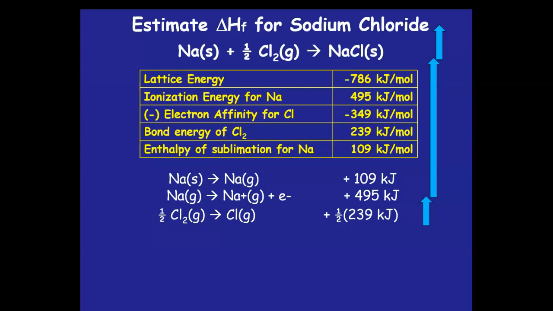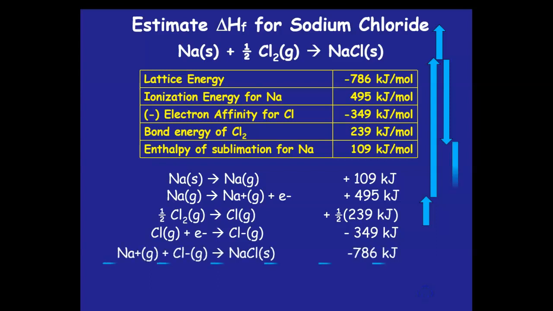All of these are endothermic processes, as you can see. Now, when the chlorine grabs an electron to become the chloride ion, we actually get back 349 kilojoules. And then when the sodium ions react with the chloride ions, sodium chloride solid is formed, giving us another 786 kilojoules. When all of these numbers are added up, we can get the overall reaction.